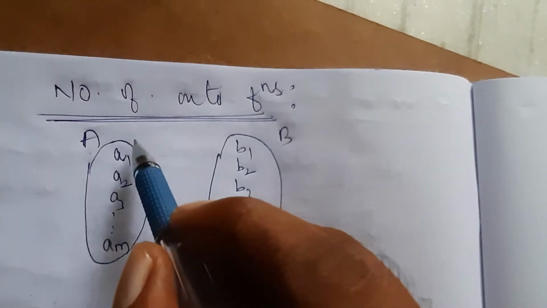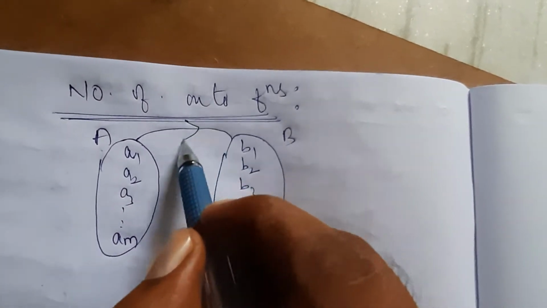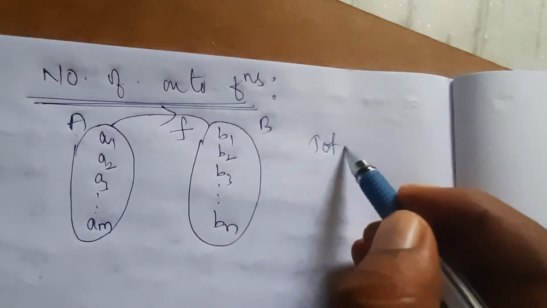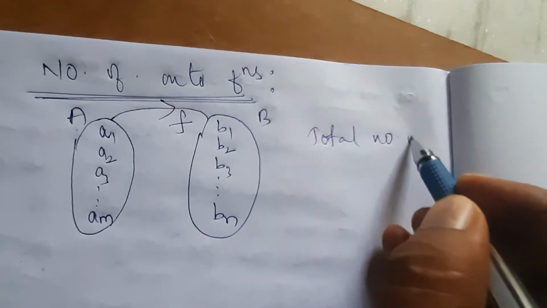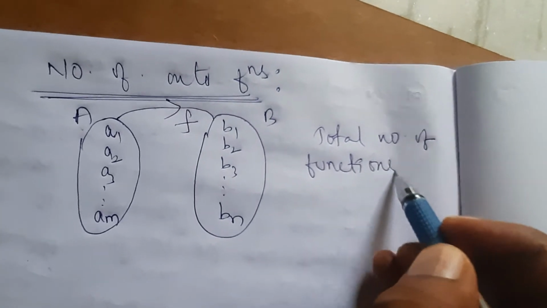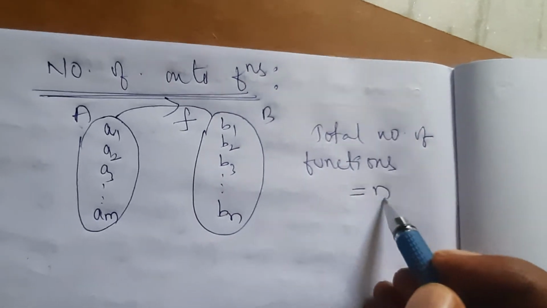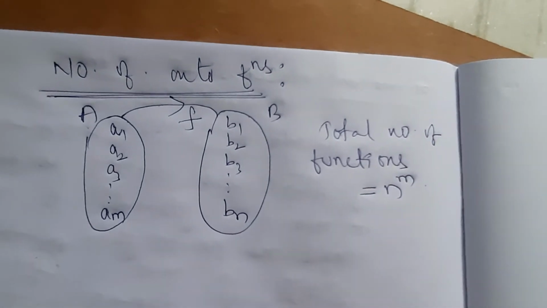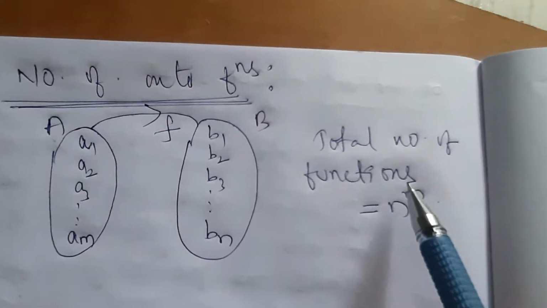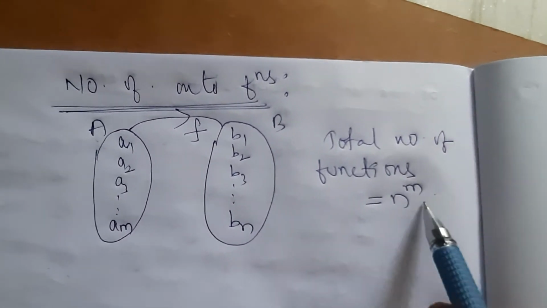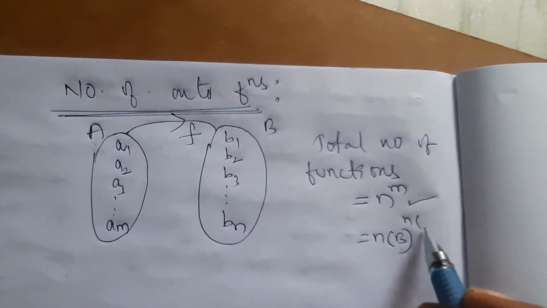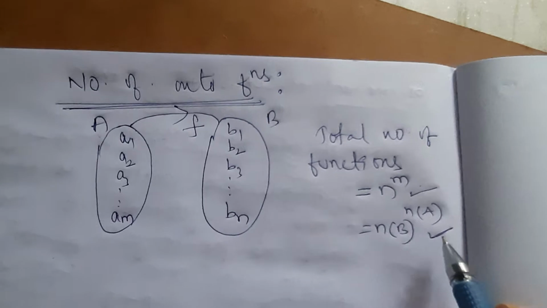Now our aim is to find the number of onto functions. First of all, how many total functions can I form here? The total number of functions I can form is n^m. Already this is the concept given in functions, just go through it one time. The total number of functions formula is n^m, nothing but n(B) to the power n(A). This is the total number of functions.